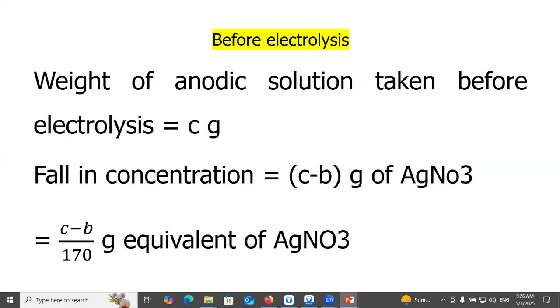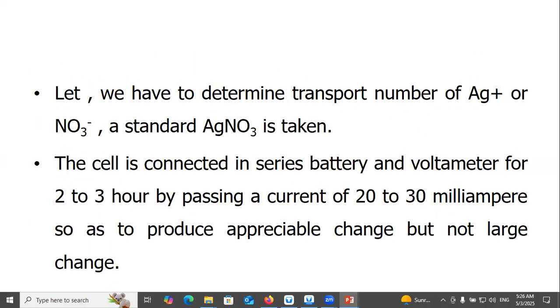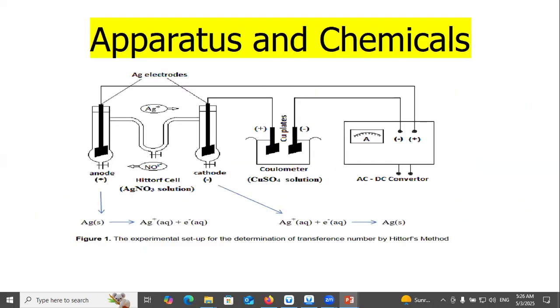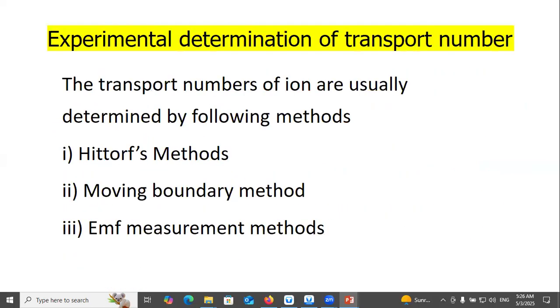Okay, that is all about Hittorf's method for experimental determination of transport number.